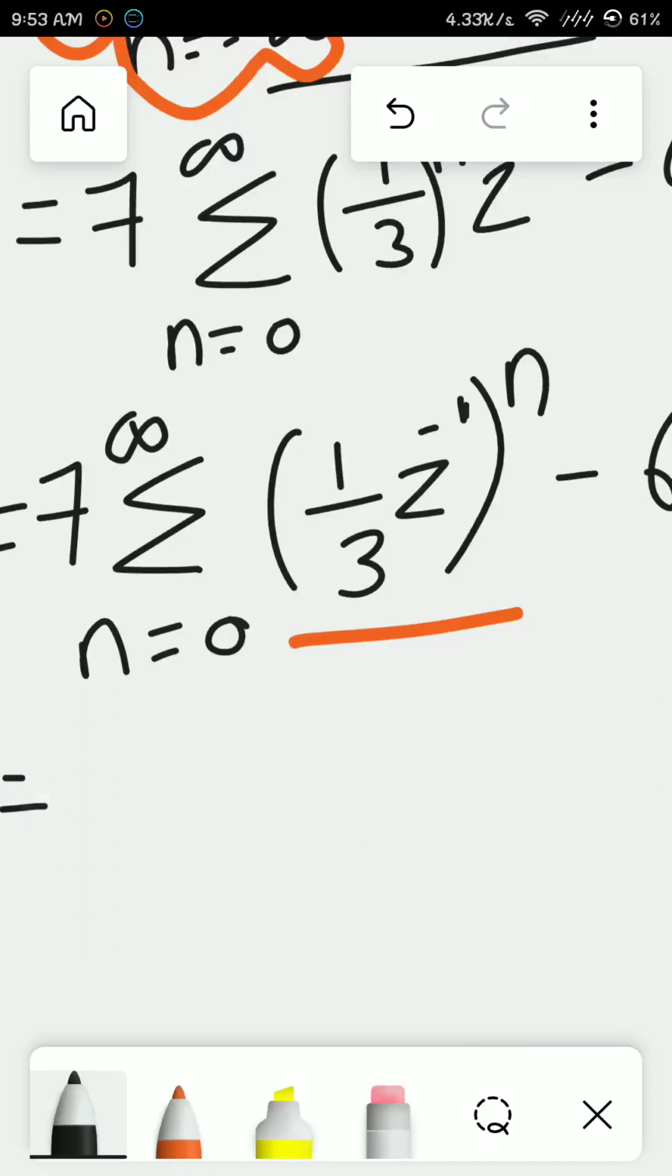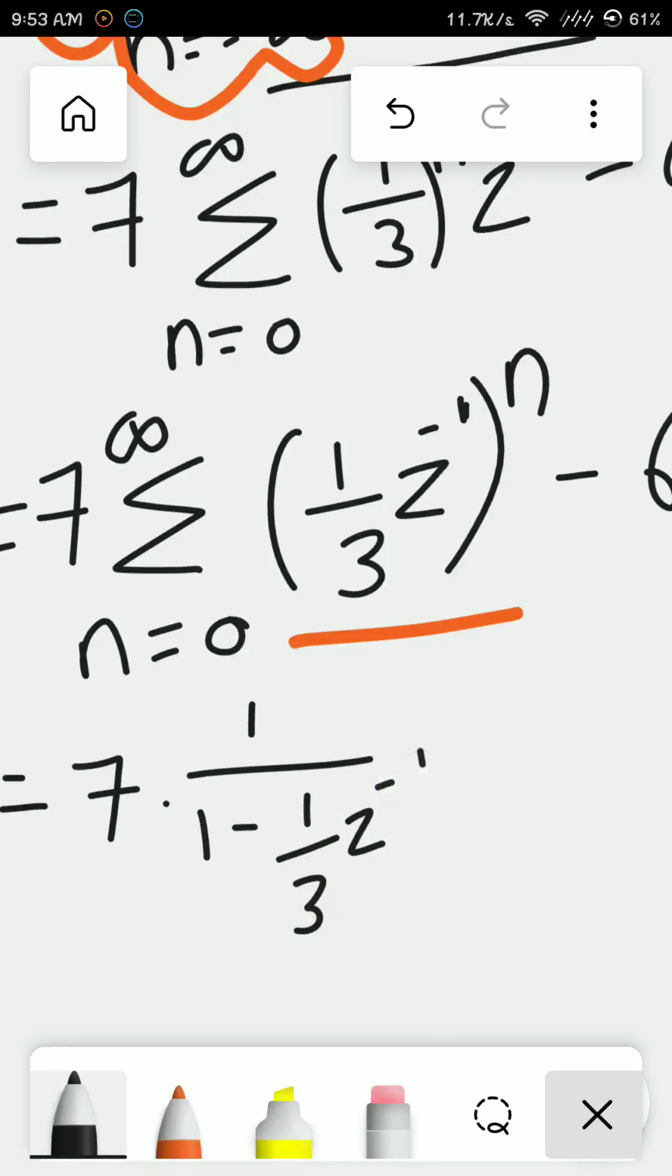If you use the formula over here, you get 7 into 1 divided by, what is the formula for alpha to the power of n? That is 1 divided by 1 minus alpha, if modulus of alpha is lesser than 1. So for the signal to converge, modulus of alpha should be lesser than 1, right? So this is 1 minus, what is your alpha? This one, that is 1 by 3 z inverse.